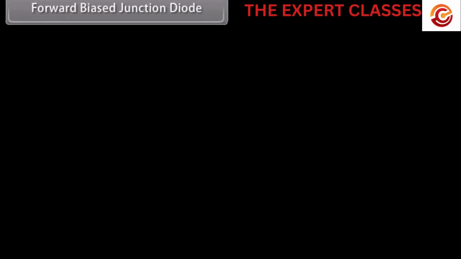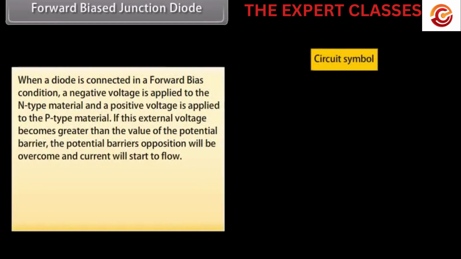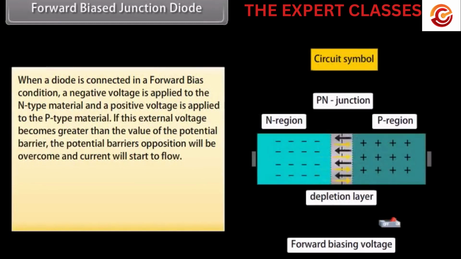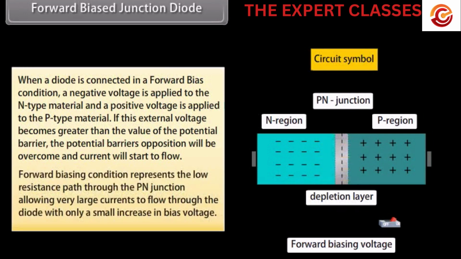Forward biased junction diode. When a diode is connected in a forward bias condition, a negative voltage is applied to the n-type material and a positive voltage is applied to the p-type material. If this external voltage becomes greater than the value of the potential barrier, the barrier's opposition will be overcome and current will start to flow. Forward biasing represents the low resistance path through the p-n junction, allowing very large currents to flow through the diode with only a small increase in bias voltage.